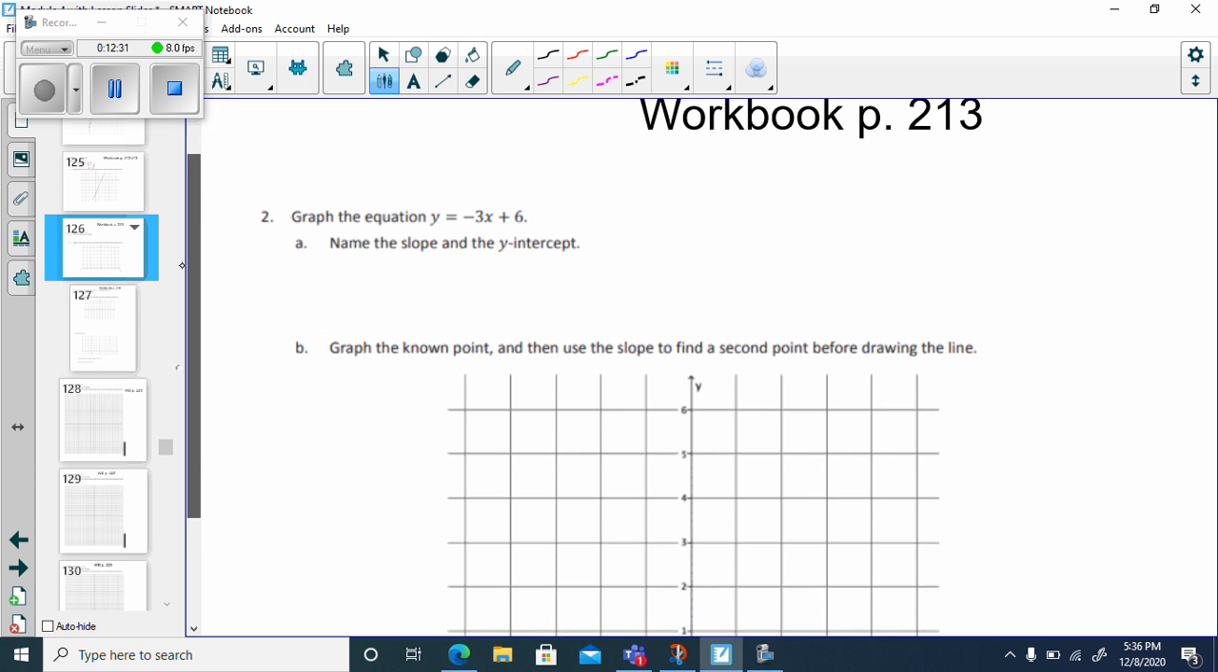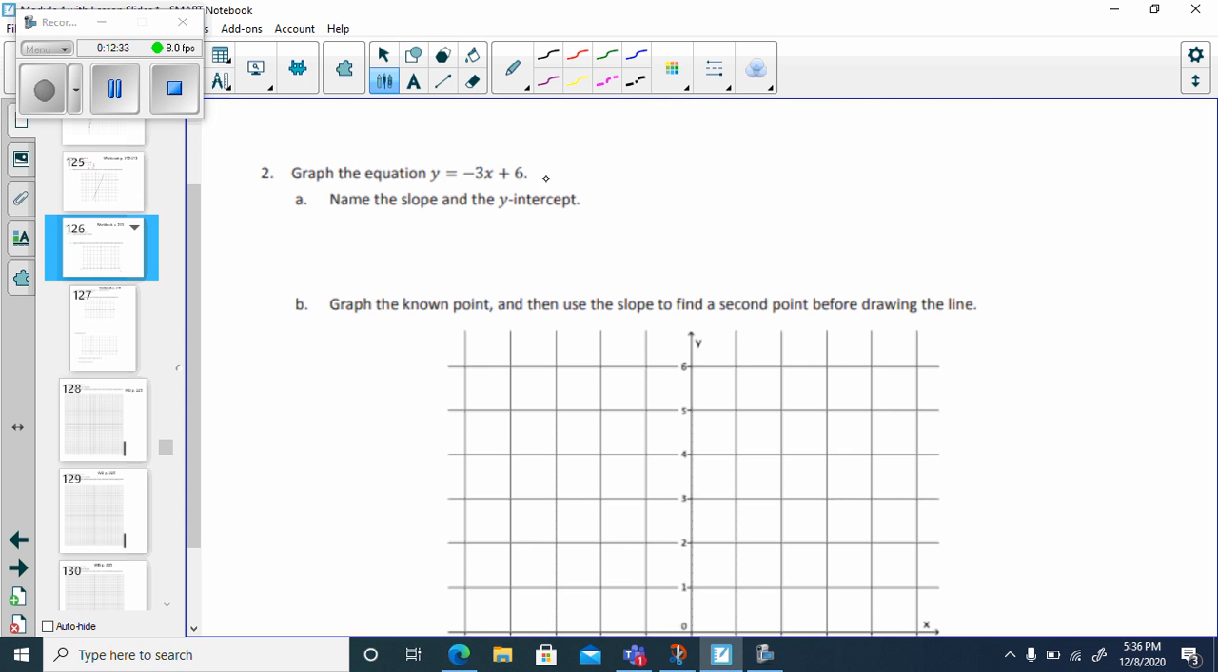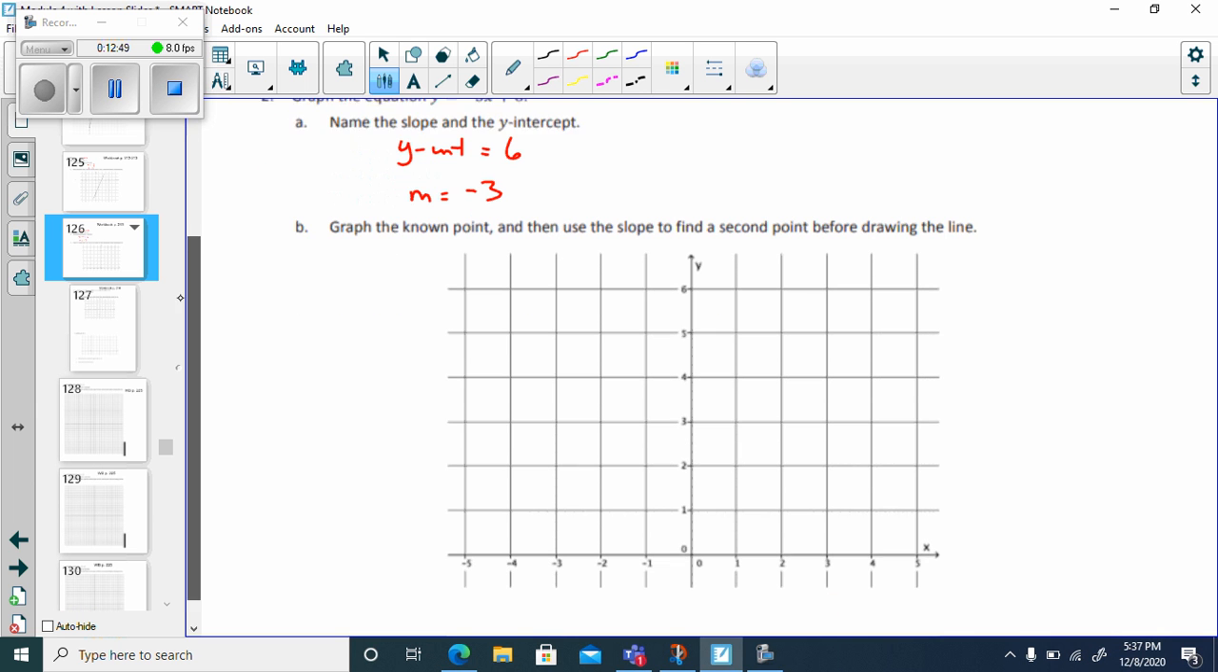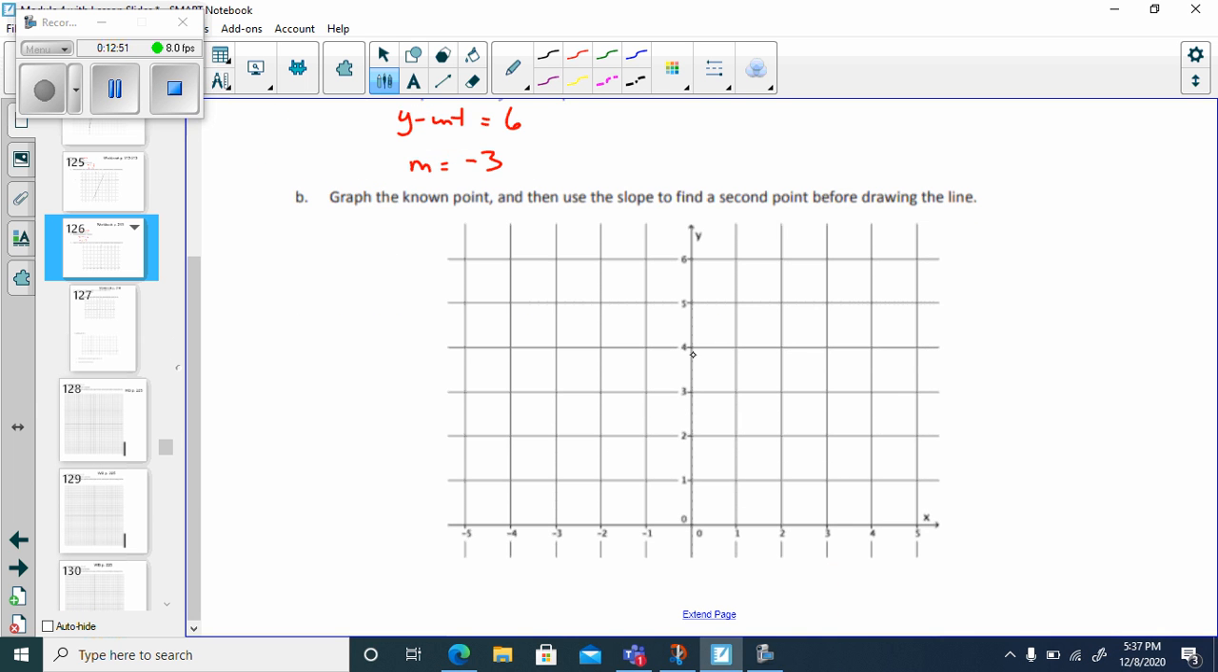Okay, name the slope and the y-intercept and then graph it. If we've got the equation y is equal to mx plus b, your b is 6. Your y-intercept is 6. My slope is negative 3. Okay, so we start at 6 on the y-axis. And then we're rise over our run. This is negative 3. Our negative 3 is our rise.